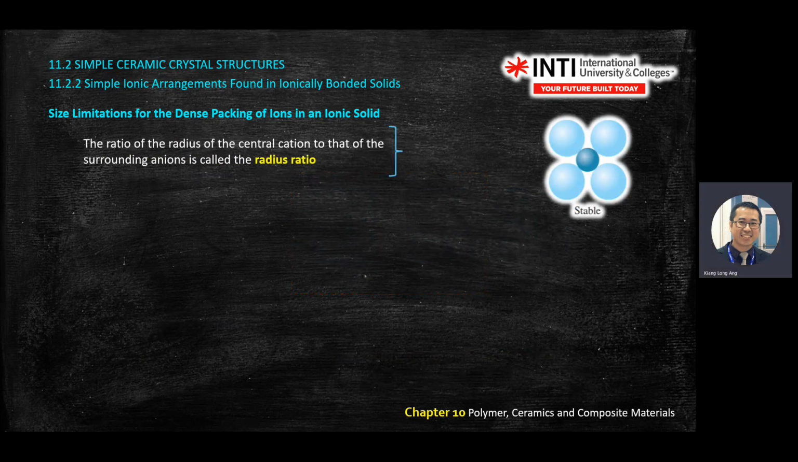Then we start to do some calculation. We call it radius ratio. The radius ratio definition is the ratio of the radius of the central positive charge to the surrounding anion. So you take the positive charge radius divided by the negative charge radius. Positive divided by negative, and that will tell you the radius ratio.